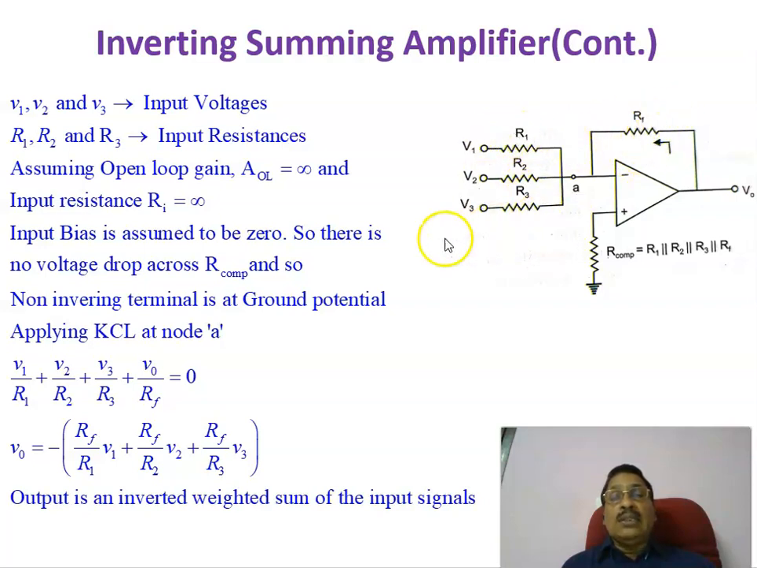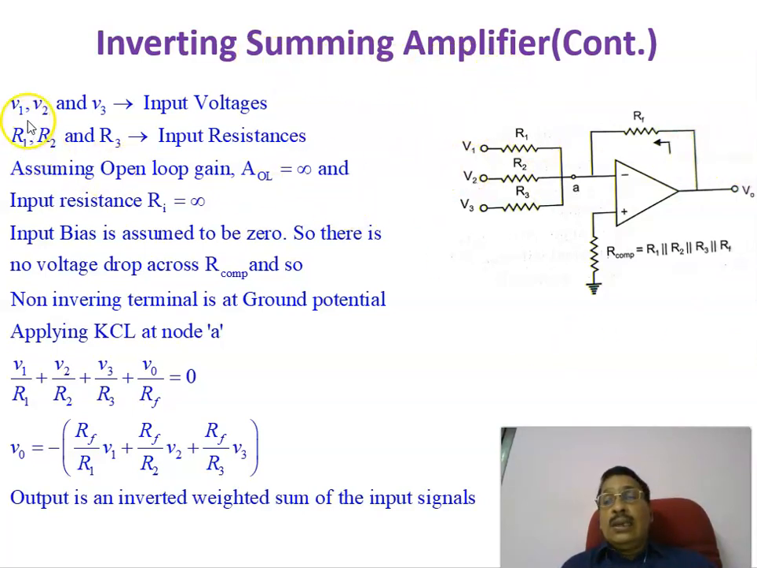The input resistance, looking from here, is R1 parallel with R2 in parallel with R3. To that, RF is to be added in parallel, so that RComp equals R1 parallel with R2, parallel with R3, parallel with RF. This is the compensating resistance. Therefore, this is the circuit diagram of an inverting summing amplifier. Let us analyze this one.